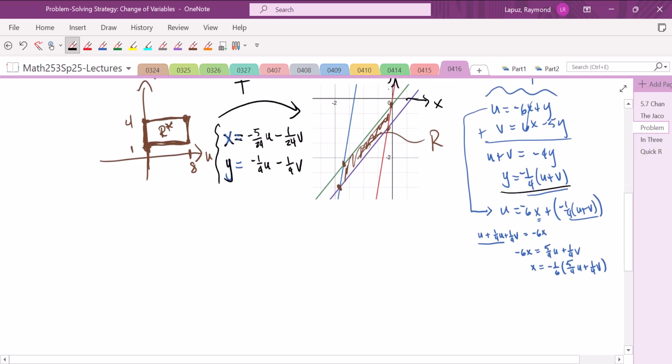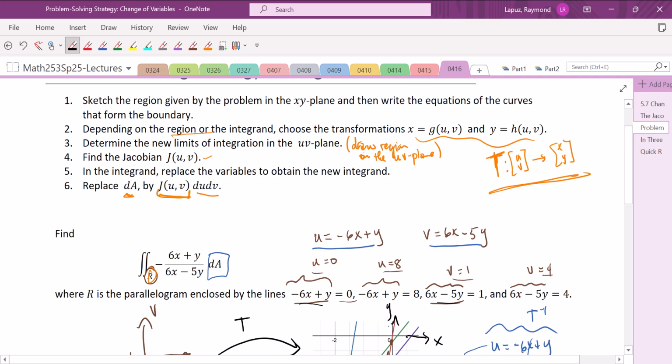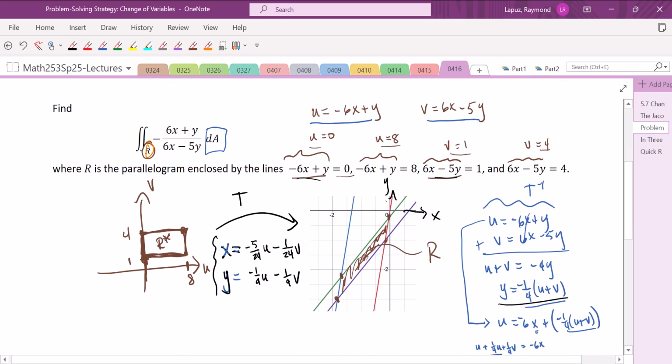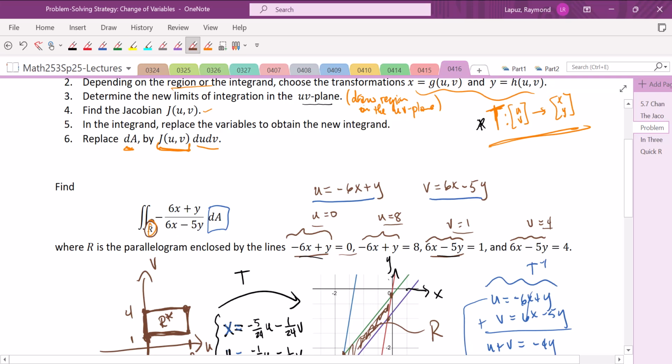All right, from here, according to this, we sketched the problem in the xy plane. The equations form the boundary. Depending on region and integrand, choose a transformation. So we found the transformation T. We just found that. Determine the new limits on the UV plane. We got that because of the way we did the transformation. In fact, let's be explicit here and say, okay, u is going to go from 0 to 8, and v is going to go from 1 to 4. Okay? So now we got that. That was step 3. Find the Jacobian, step 4. So let's do the Jacobian.